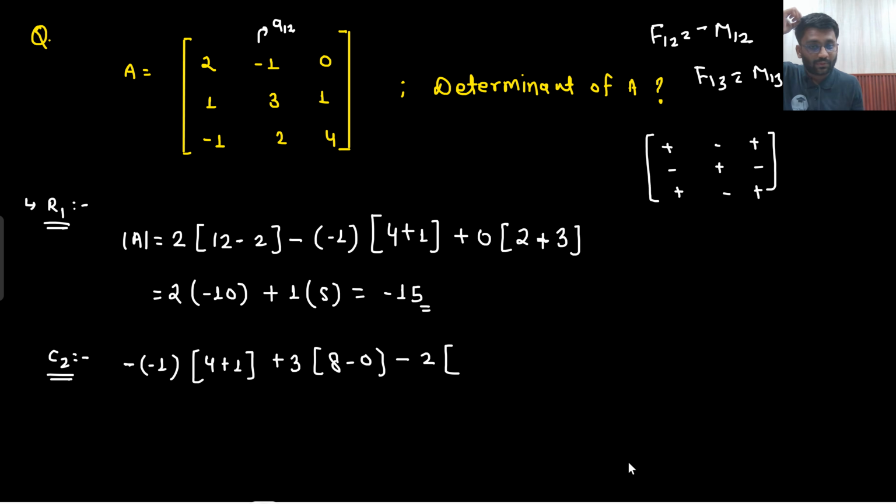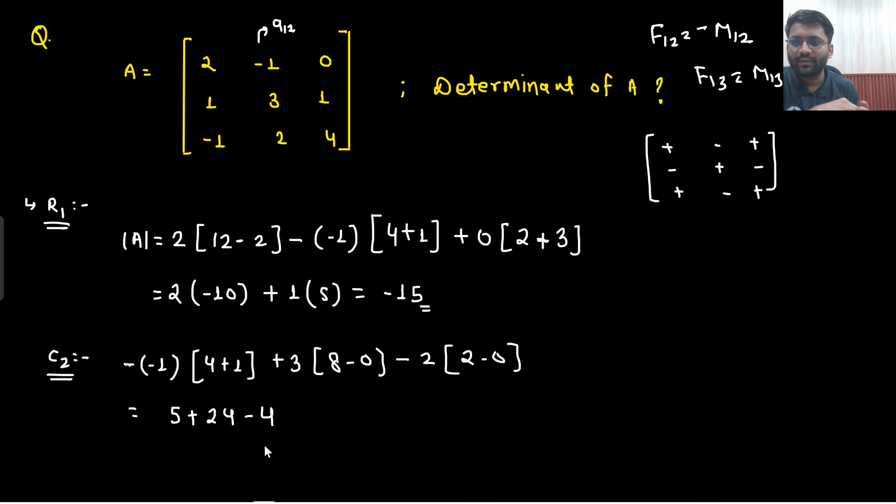Minus and then 2. So this and this will be blocked. 2 into 1 will be 2 only. And 1 into 0 will be 0. This and this are blocked. So 2 into 1 will be 1. 1 into 0 will be 0. So what we are getting? This is 1, this is 5. Plus 24 minus 4.